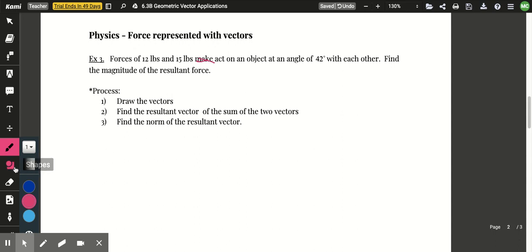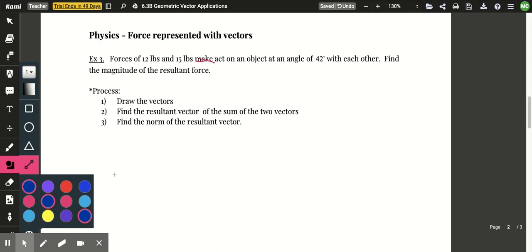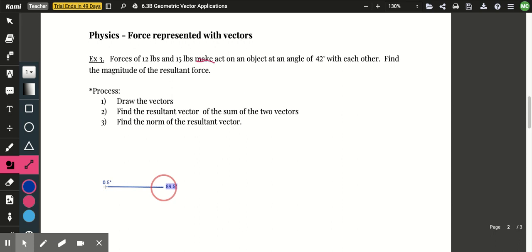So here's the process to do that. We're going to draw a geometric representation of those vectors, and then we'll find the resultant vector, which is the sum of the two vectors. So I'm going to start off by drawing the two vectors. I'm going to have their tails together. I'm going to make one of them look like it's 12 and the other one look like it's 15, and the angle between them needs to be 42 degrees.